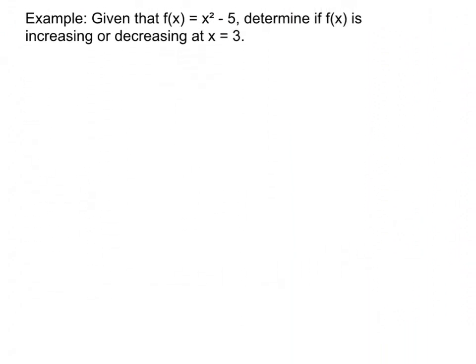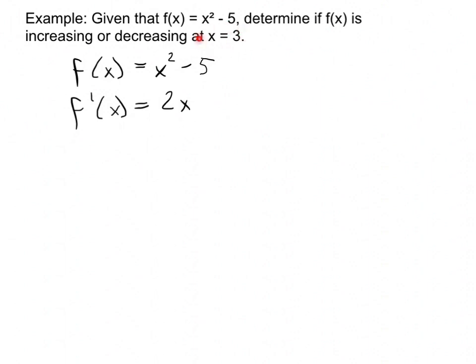So my first example here, given that our function is f of x equals x squared minus 5, determine if f of x is increasing or decreasing at x equals 3. So using what I said above, we start with a function. We know f of x is x squared minus 5. That means the derivative is 2x. And so that's the derivative. No, that's not slope, that's the derivative.